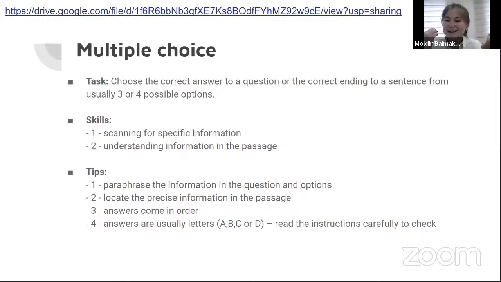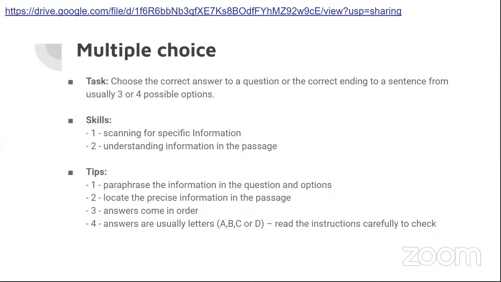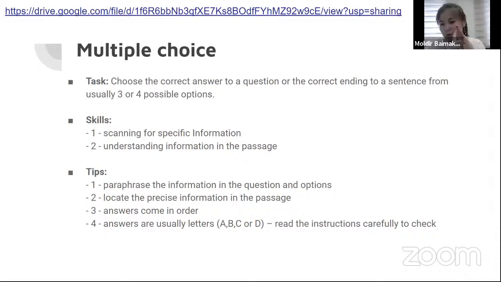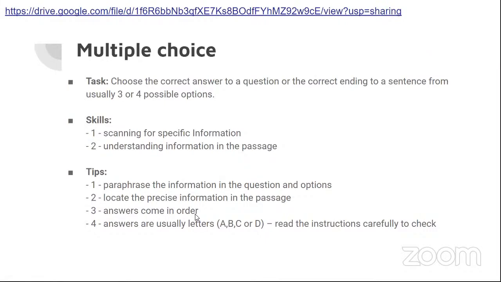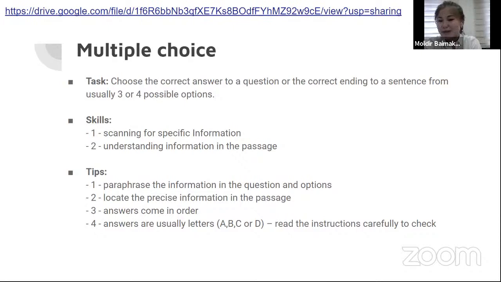Yes, exactly. Actually, our reading most of the time follows similar logic. So again, it's keywords. You have to scan, find them in the text, and the answers come in order. Also, you have to know this. This part is easier than the SAT. So yes, they come in order.